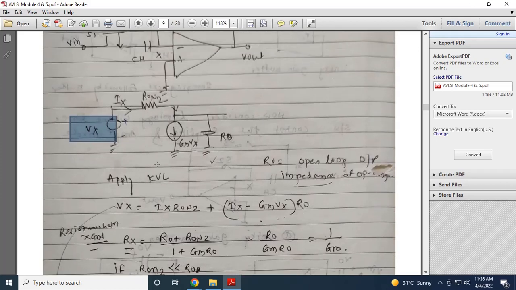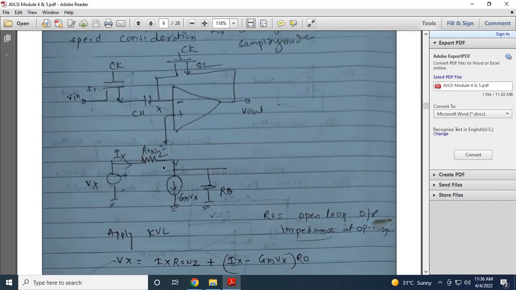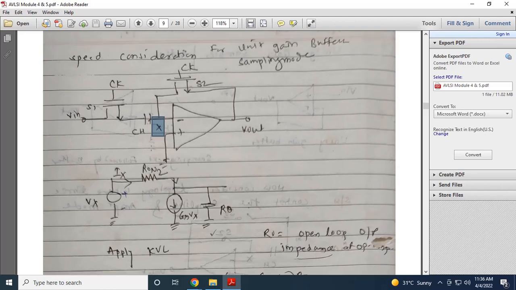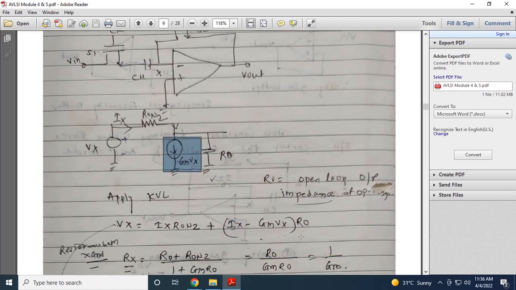We can apply KVL to this equivalent circuit. We will find Vx by Ix. Draw the equivalent circuit for this op-amp. Rn2 is the on resistance of switch 2 and the op-amp is replaced by its equivalent circuit. R0 is the open loop output impedance of the op-amp. Now we can apply KVL at this point, that is Vx is equal to the drop across this, that is Ix into Rn2, plus the drop across this, that is (Ix minus Gm into Vx) multiplied by R0.